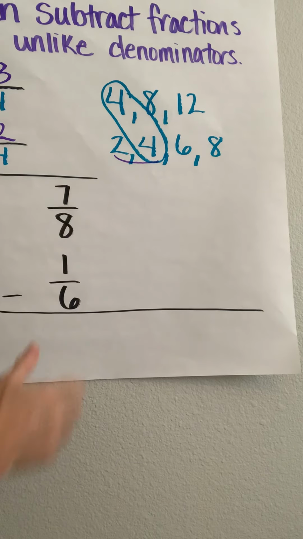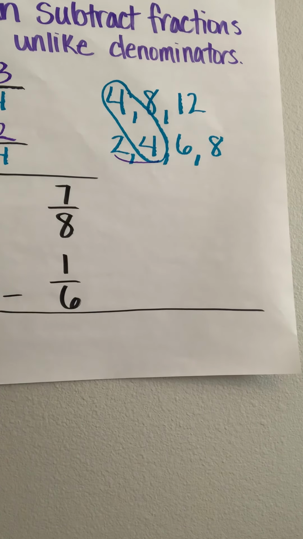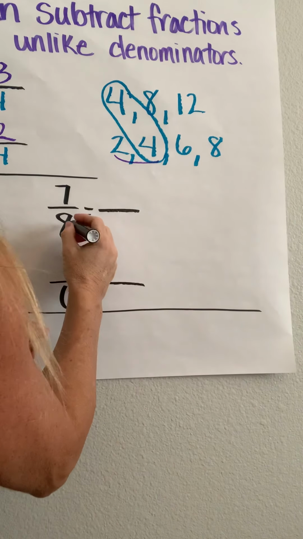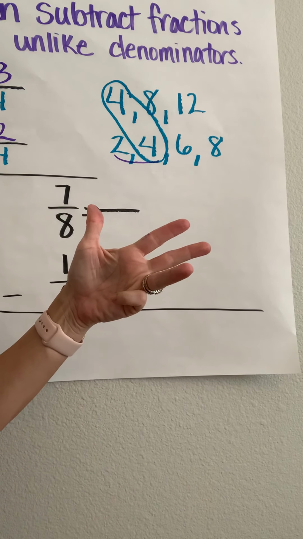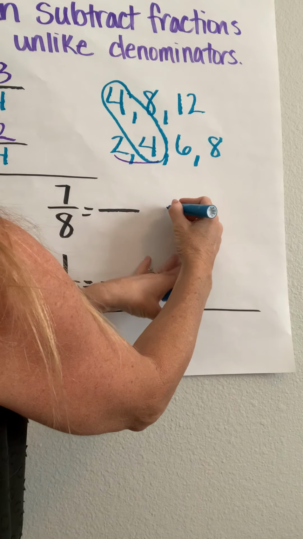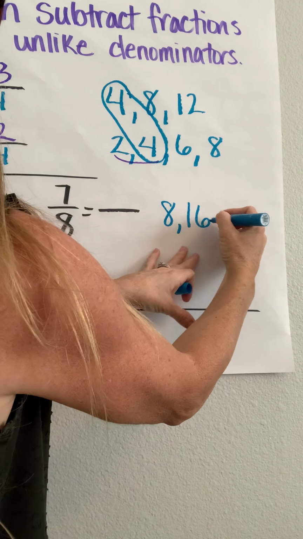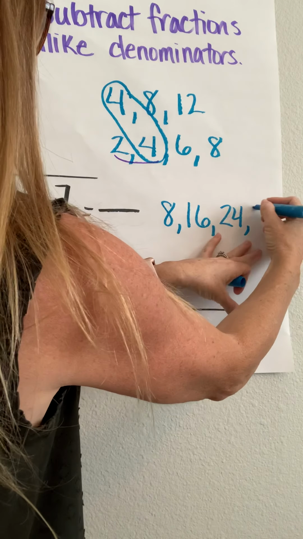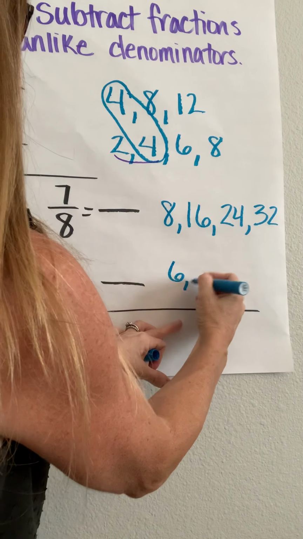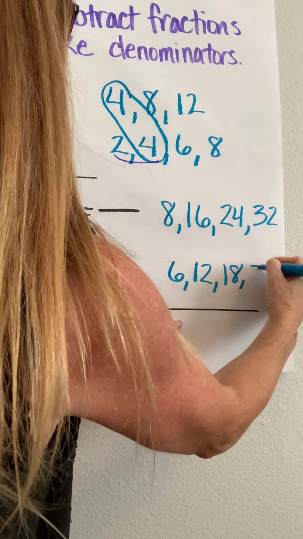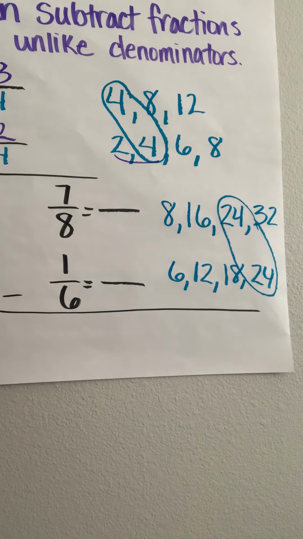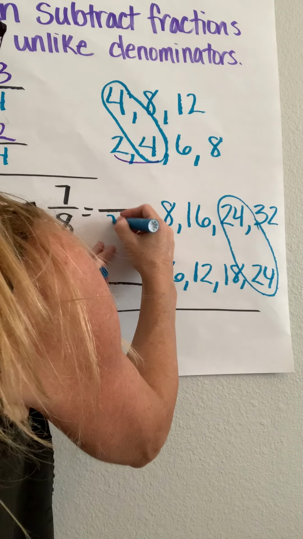We have 7/8 minus 1/6. I'm recognizing, hey, I do not have like denominators right now. I need to make like denominators. 8 and 6, if I'm counting by 8s and I'm counting by 6s, what's the first number they have the same? If I don't want to do that mentally, I can write it out. I'm just going to do the first few. 8, 16, 24, 32. Let's see if there's one that's common. I have 6, 12, 18, 24. So there's the very first, the lowest number that they would have in common. So my new denominator is going to be 24, okay?